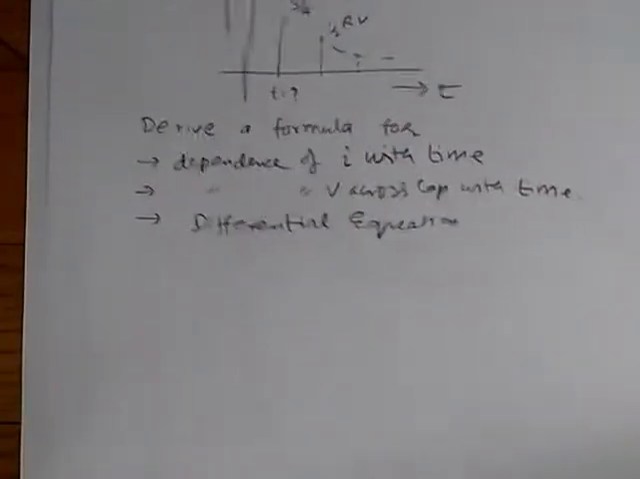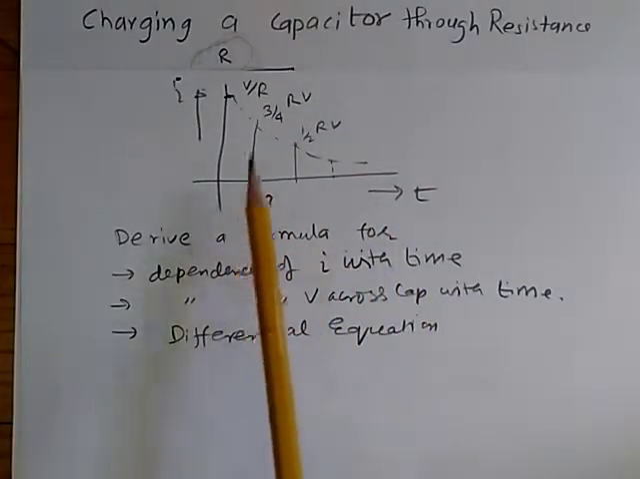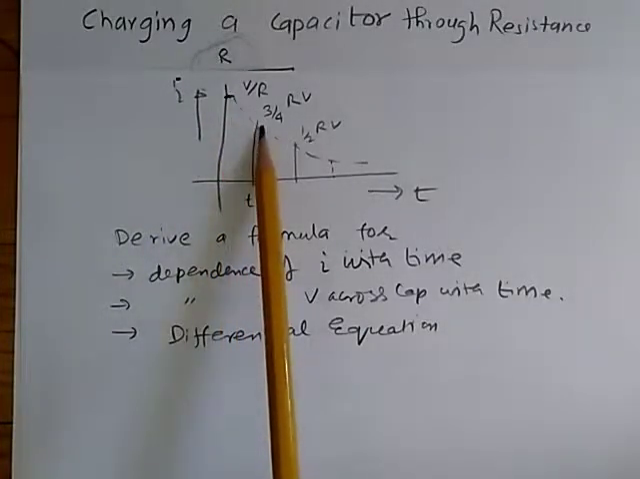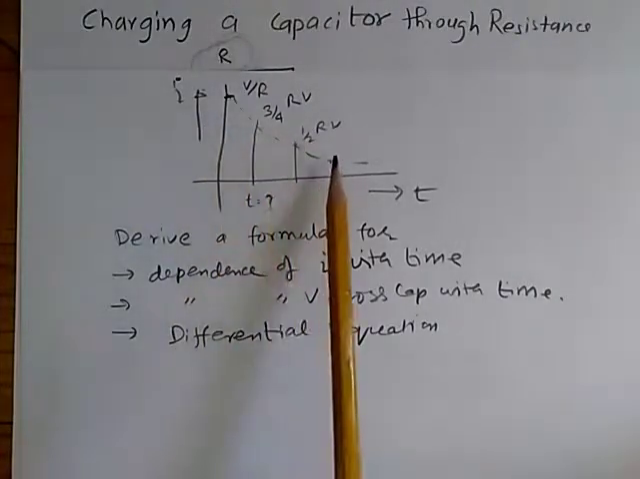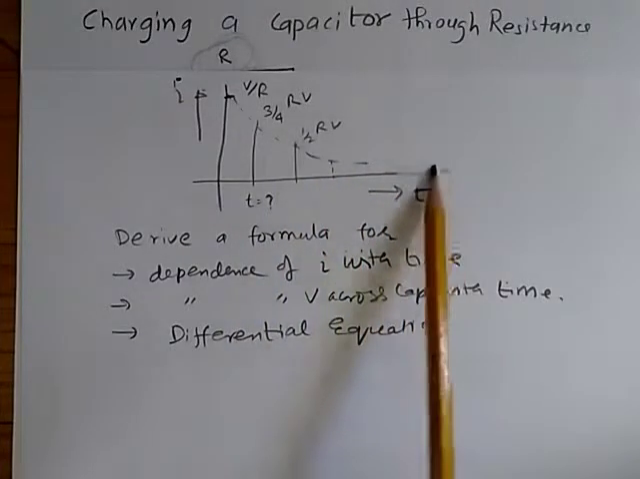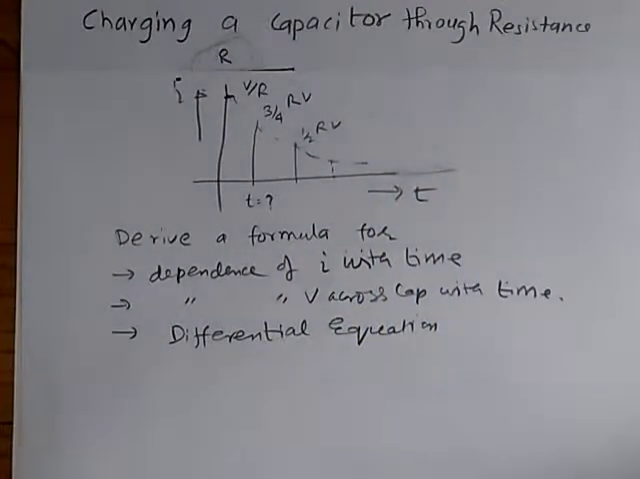So here is this plot. This is how it looks. The plot shows the variation of this current with time. Initially, this current is V by R. At some point of time, as the voltage changes, the current flowing becomes 3/4, then half, then 1/4 of V/R, and slowly, finally, after a long period of time, the current tends to 0.